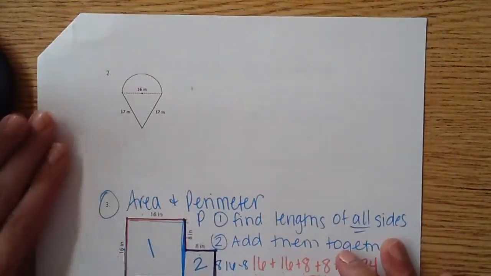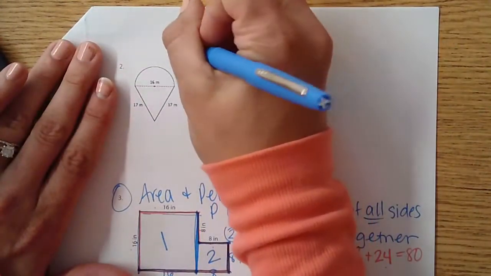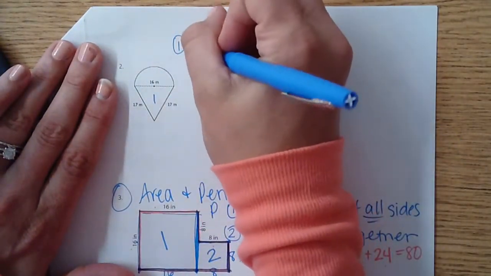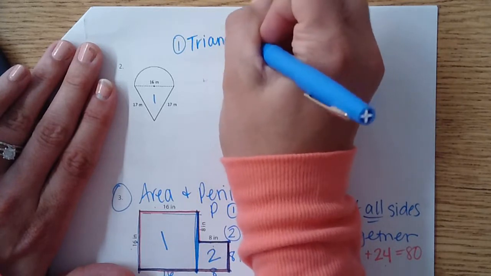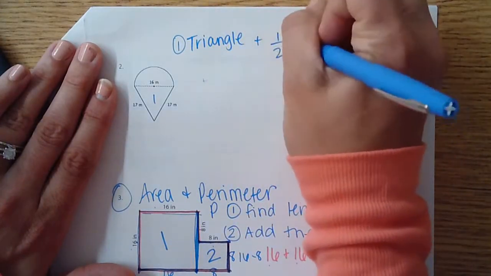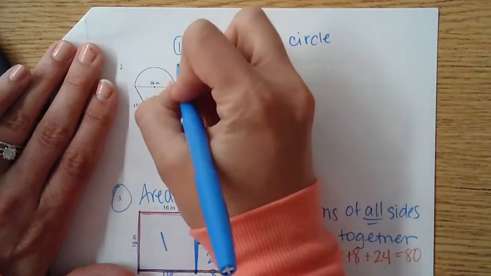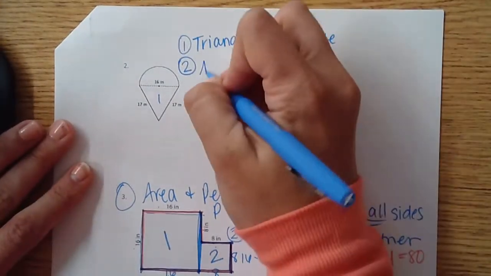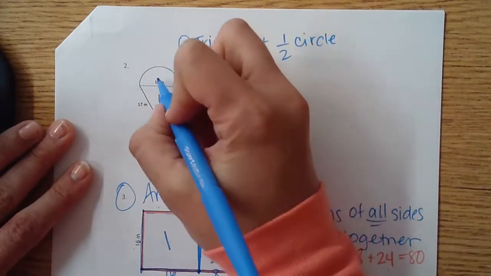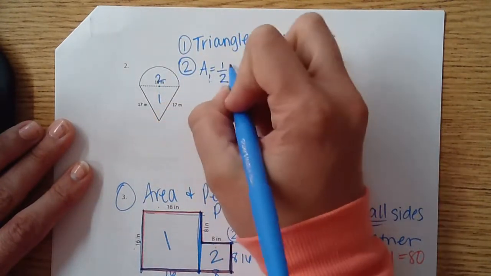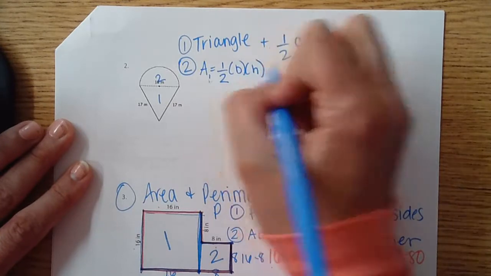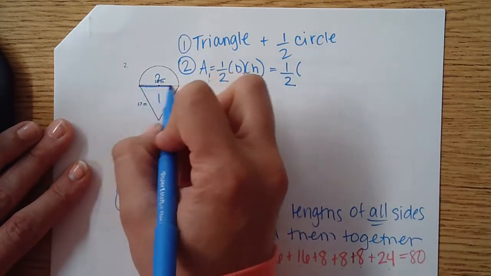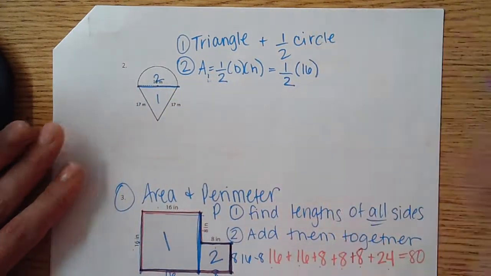All right, this shape here is an ice cream cone, but really we have a triangle plus half of a circle. Step 2, we're going to find the areas. All right, this one is tricky. So the area for area 1 is going to be 1/2 the base times the height. So when I plug these in, I get 1/2. The base of this triangle is 16.